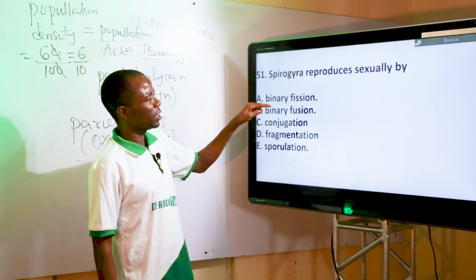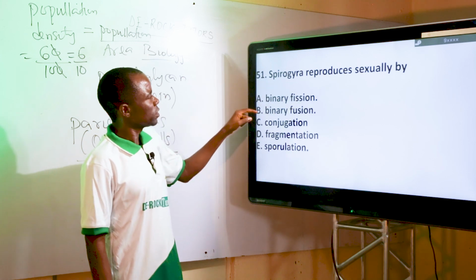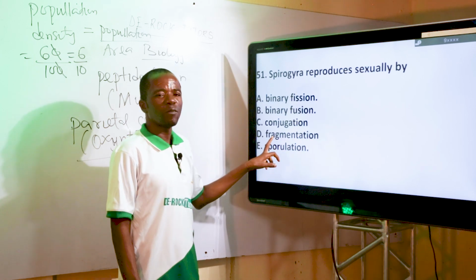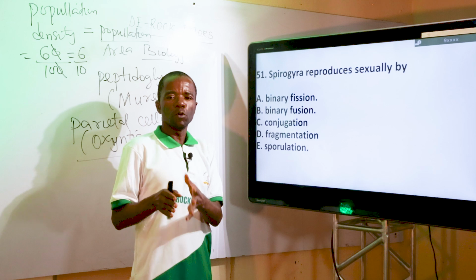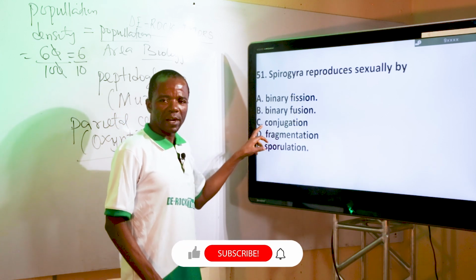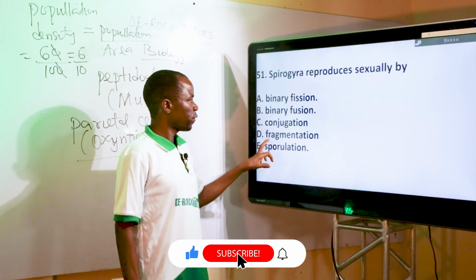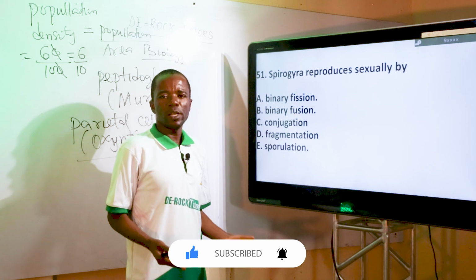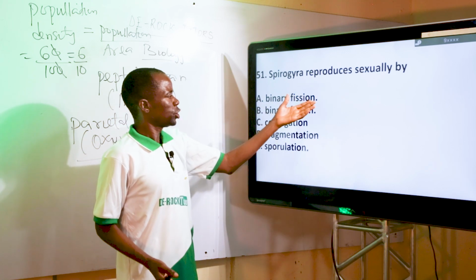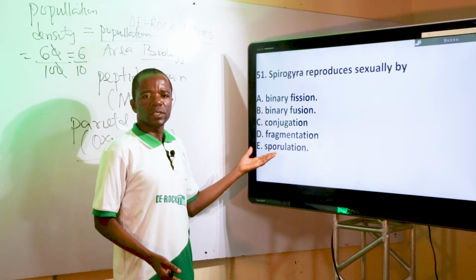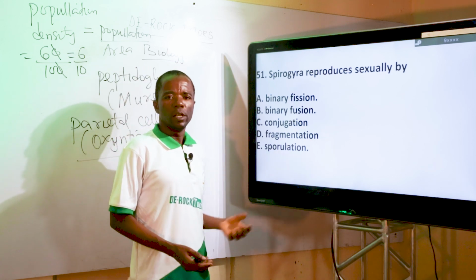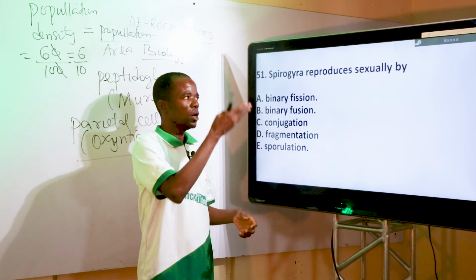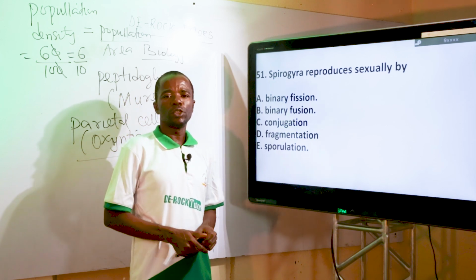But if the question was structured like this, Spirogyra reproduces asexually by, the correct answer would have been fragmentation. So Spirogyra reproduces sexually by conjugation, whereas it reproduces asexually by fragmentation. Bacteria reproduce asexually by binary fission, whereas fungi, for example, reproduce by sporulation. So the correct answer once again for number 51 is option C. Spirogyra reproduces sexually by conjugation.